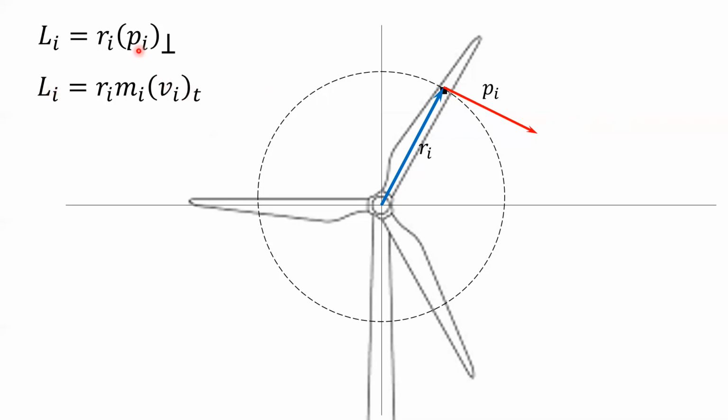Okay. What is linear momentum? It's mass times velocity. Now, in this presentation, I've been talking about p perp, the component of the momentum vector which is perpendicular to r. But let's now borrow some language from chapter 8.